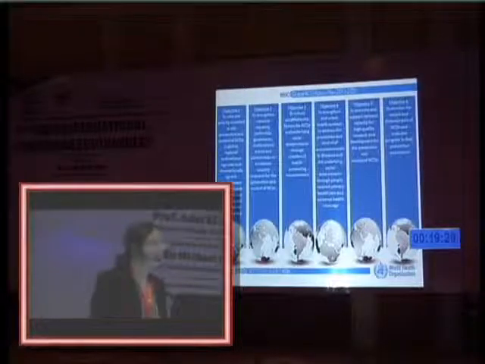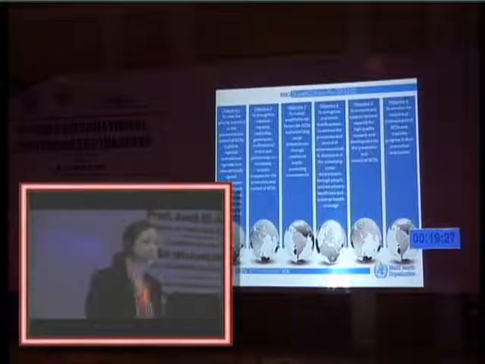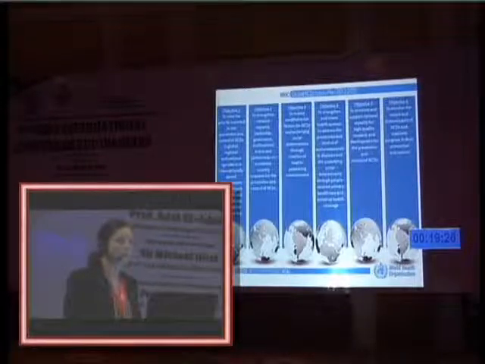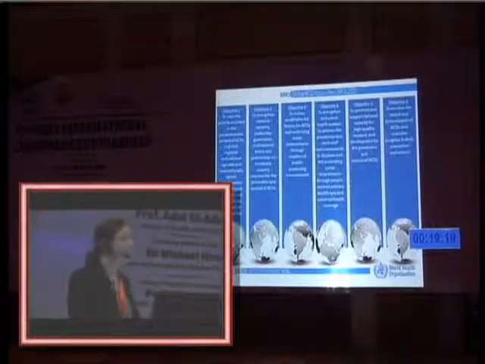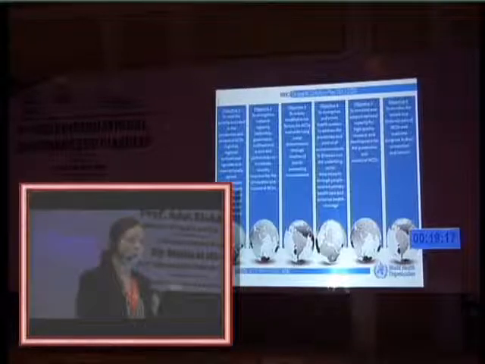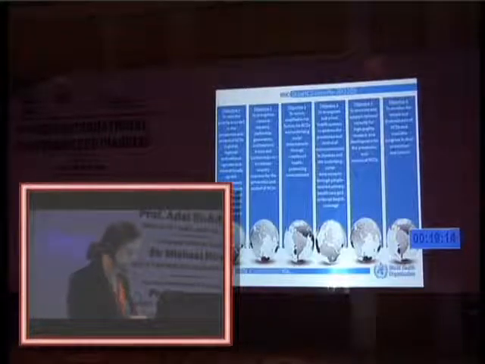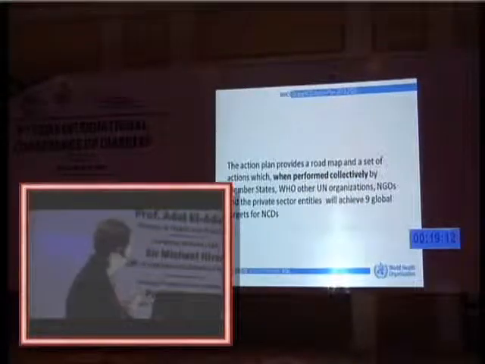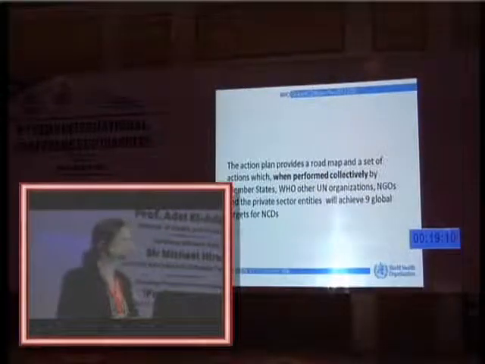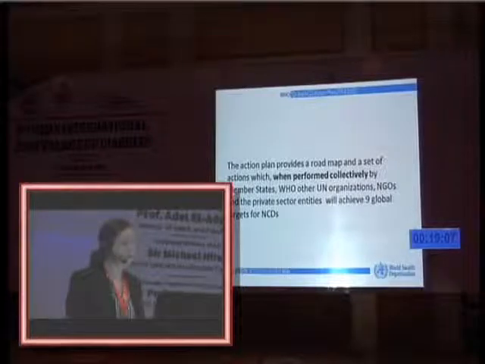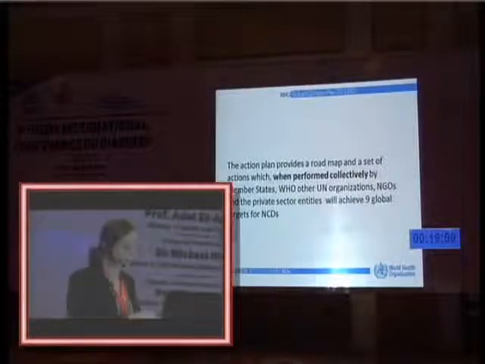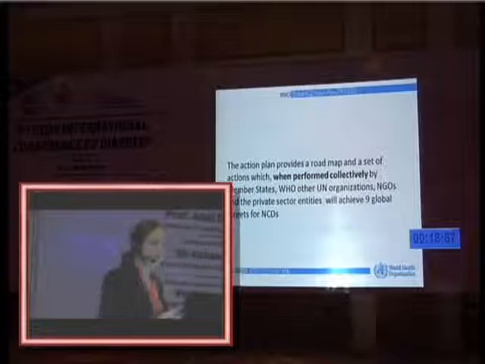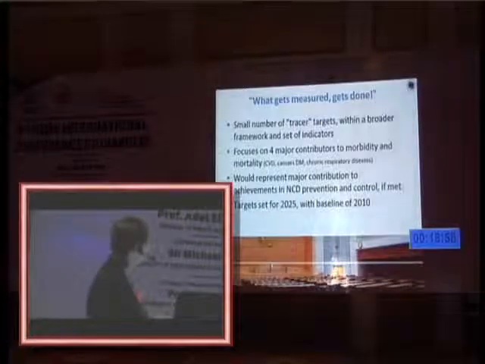These are the 6 objectives of the Global Action Plan to control non-communicable diseases, and these objectives have been accepted by the World Health Assembly, so all countries have agreed to this Global Action Plan. It provides a kind of roadmap for actions which, if they're performed collectively by the countries, by the UN, by WHO, NGOs, and the private sector, will achieve 9 global targets for NCDs.